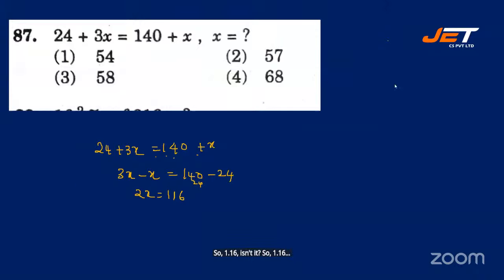Right. So what is x? 116 by 2. So 2 5s are 10, 2 8s are 16. So your answer must be option 3, that is 58.